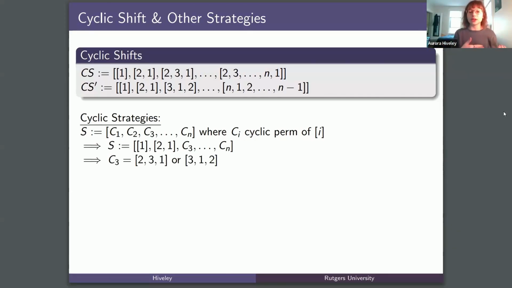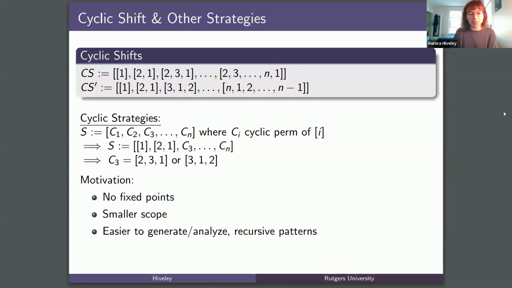Although it is important to note that C3 actually only has 2 options. There's only 2 cyclic permutations of length 3, and they are right and left shifting components. So that's kind of interesting. And the motivation for looking at these cyclic strategies is, for one, there's no fixed points.